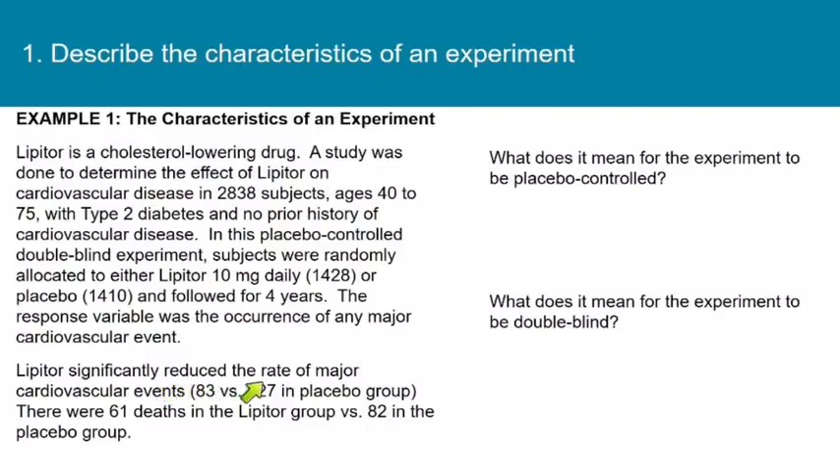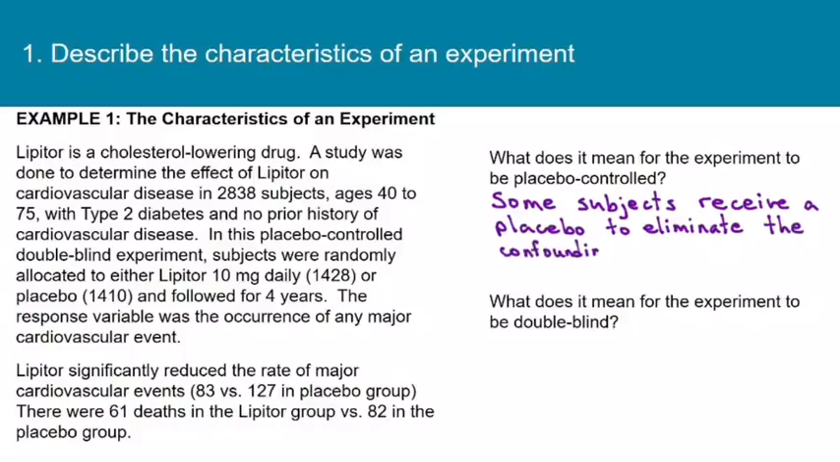Lipitor significantly reduced the rate of major cardiovascular events, 83 versus 127 in the placebo group. There were 61 deaths in the Lipitor group versus 82 in the placebo group. So first question, what does it mean for the experiment to be placebo-controlled? Well, it just means that there was a control group that took a placebo instead of the actual medication. So some subjects received a placebo to eliminate the confounding effects of taking medicine.